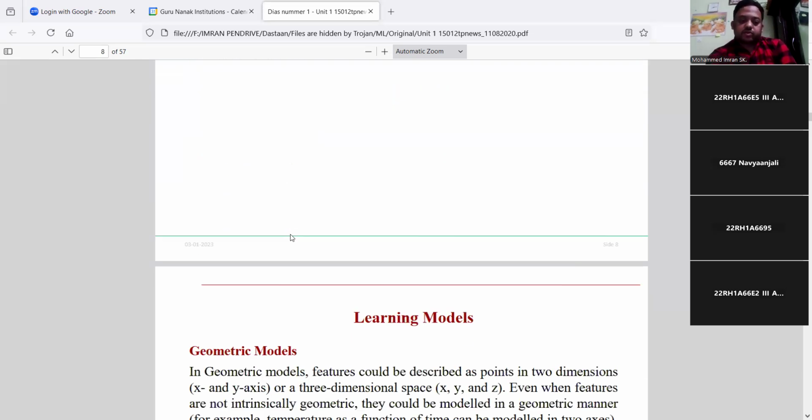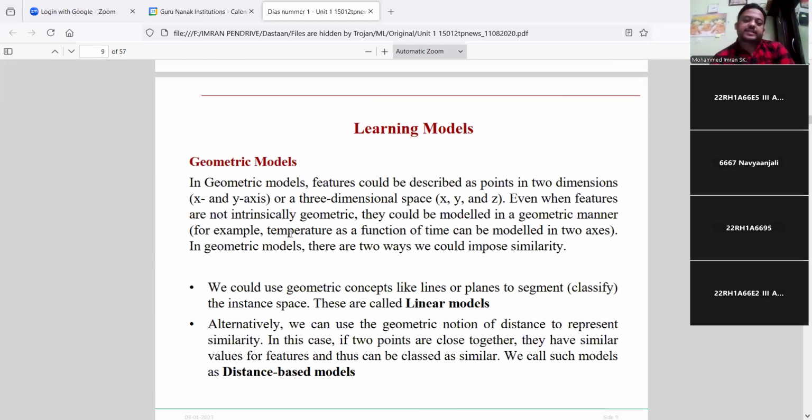Geometric, as you know, is based upon the axes, x-axis and y-axis, or if 3D is considered, then z-axis. You can see planes, or the classification in the instrument. This is also called linear models, because it has some lines or planes. It's also renamed as distance-based models. If the question is asked to write about the distance-based model, don't get confused; you need to write about the geometric models.